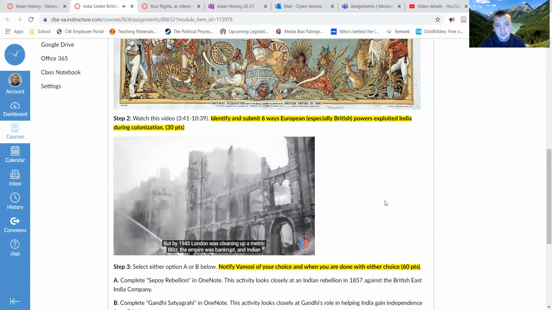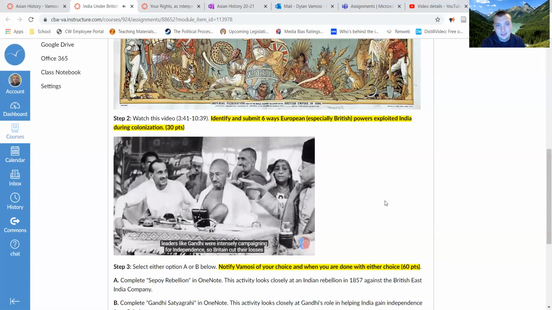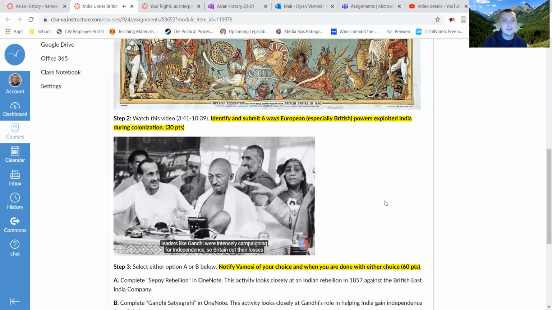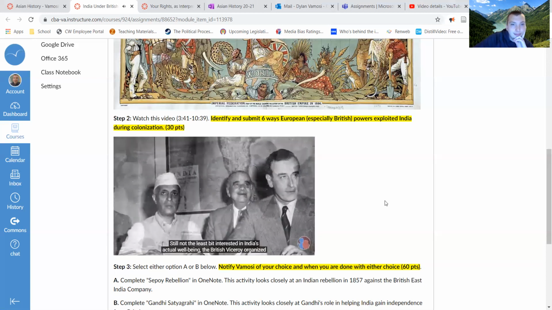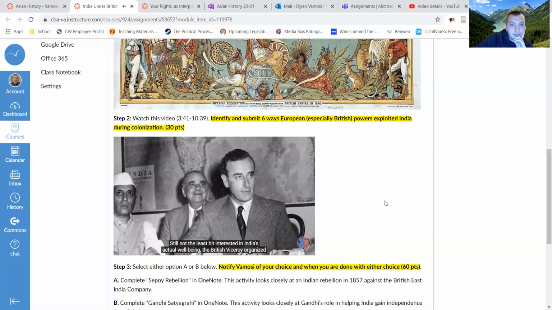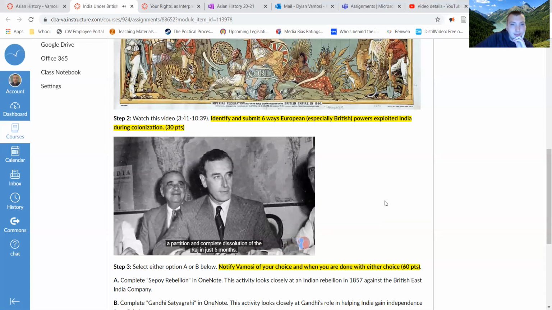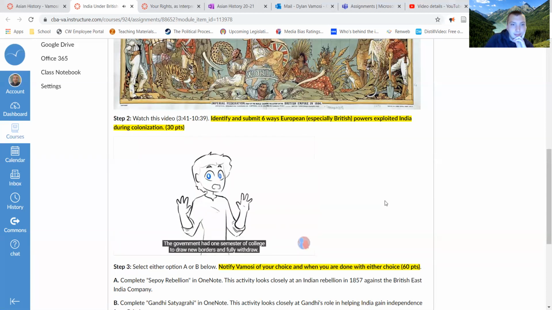But by 1945, London was cleaning up after the Blitz, the empire was bankrupt, and Indian leaders like Gandhi were intensely campaigning for independence. So Britain cut their losses by just letting India go. Still not the least bit interested in India's actual well-being, the British Viceroy organized a partition and complete dissolution of the Raj in just 5 months. The government had 1 semester of college to draw new borders and fully withdraw.